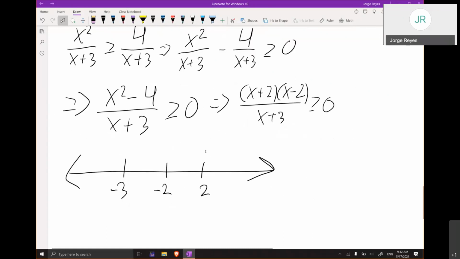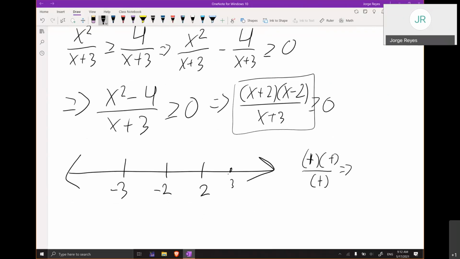All right, so plug in 3. I'm gonna plug in 3. What happens? So if we look at this thing, I'm going to get a positive number times a positive number divided by a positive number. That'll be a positive number, which is good. So yes. All right. Now to test here, I'm going to check 0. Okay. And if you check, it's going to be negative. All right.